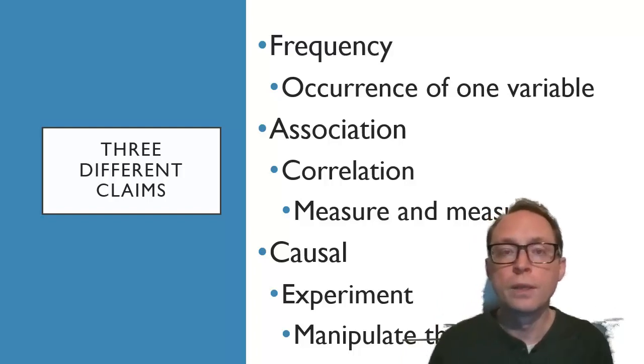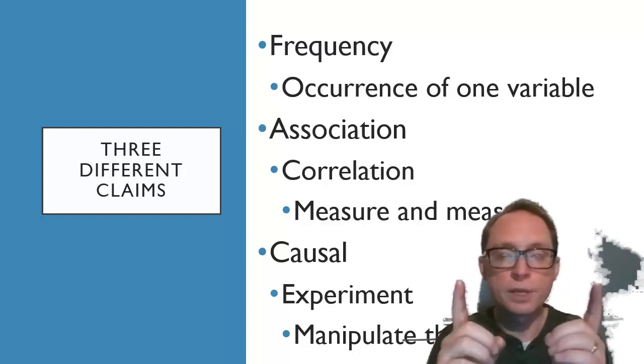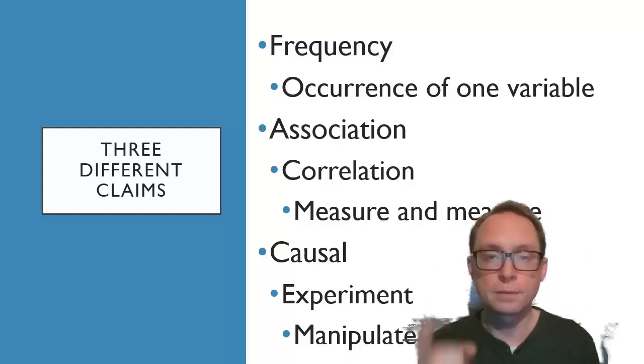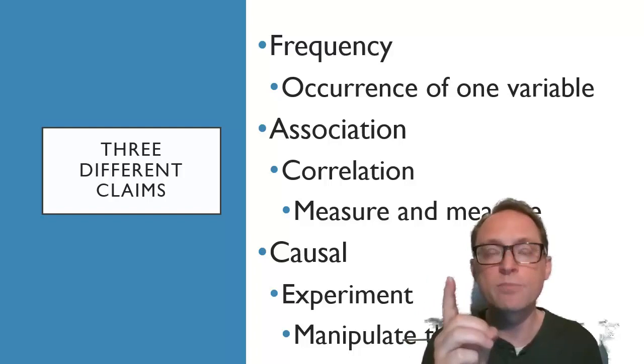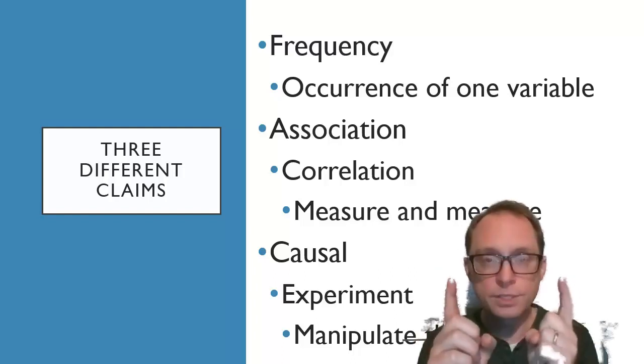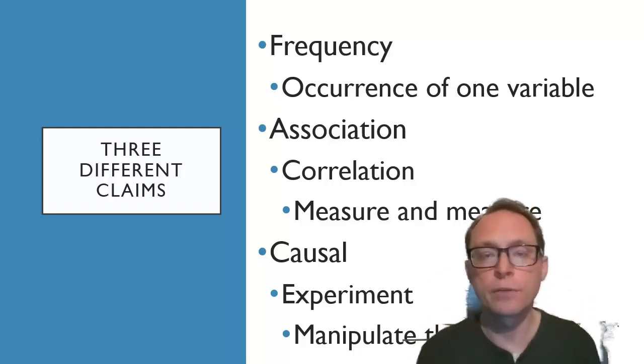A correlation would be I measure how much love people have for a significant other, and then I measure how much money they spend. And that's different than the causal, experimental causal claim, where you have to manipulate how much love somebody has by, for example, giving them different amounts of love potion, and then measuring how much money they spend on their relationship partner. So frequency claims, association claims, and causal claims. All three of those are different, and the frequency claim is just measuring one variable. Association, you measure one variable and another variable in the same people. And causal is you manipulate the variable and then measure those people for a dependent variable.